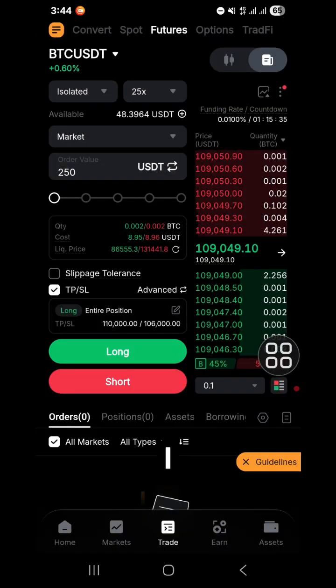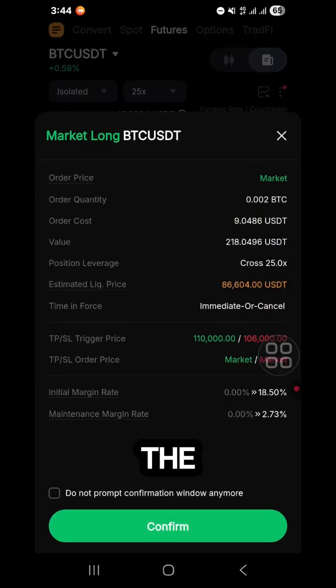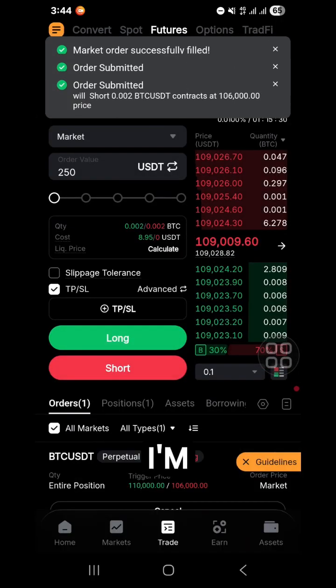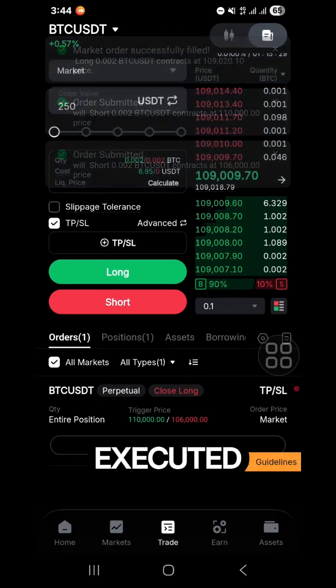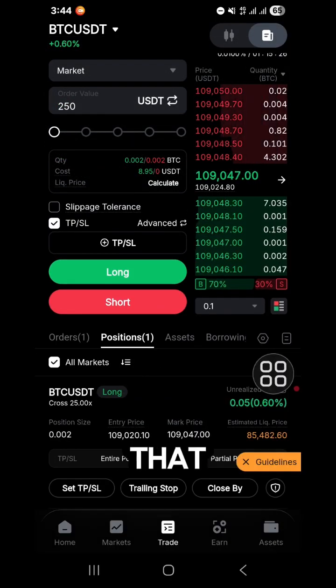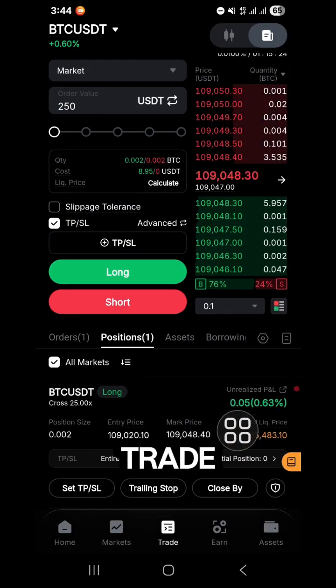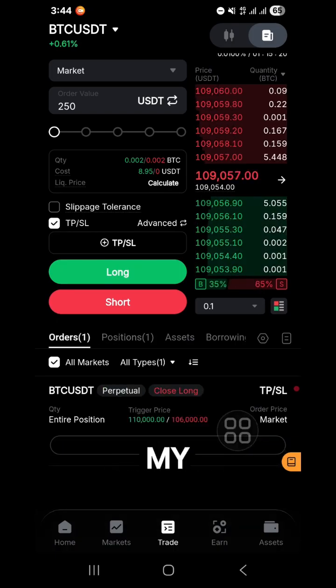In this place, I simply tap on long, and it's going to give me the summary. If I tap on confirm, I'm going to see that it has executed. You can see the position. You can see that it is not in orders, which means the trade has executed. The one that's showing in orders is my stop loss and take profit, which means that they have not been executed yet.